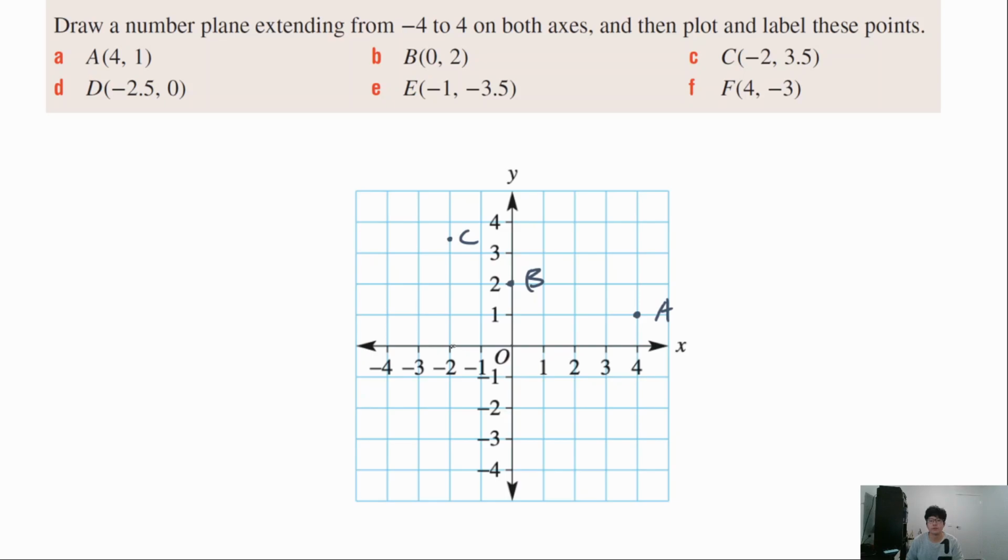D is to the left 2.5 spaces and we don't go up or down, so that will be right there. That is D. E is to the left 1 space and down 3.5 spaces, so that is right there. That is E. And F is to the right 4 spaces and down 3 spaces, that is right there. Give yourself a tick for each one you got correct.